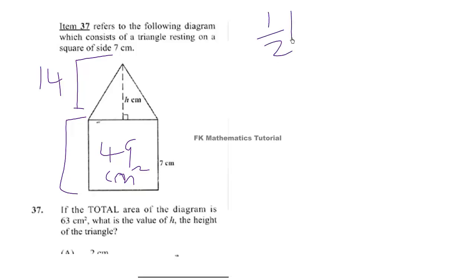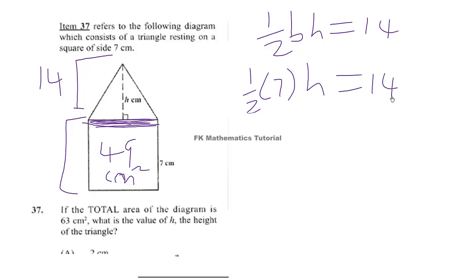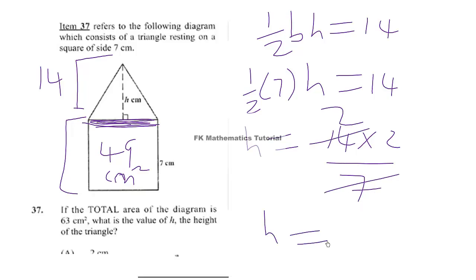So area of triangle is half base times height is equal to 14 centimeters squared. Now the base is 7, because it's one of the sides of the square. So half of 7 times H is equal to 14. So let's multiply through by 2 and divide by 7. So H will be equal to 14 times 2 divided by 7. Now 7 goes here 2 times. So 2 times 2 is 4 centimeters. So option B is correct.